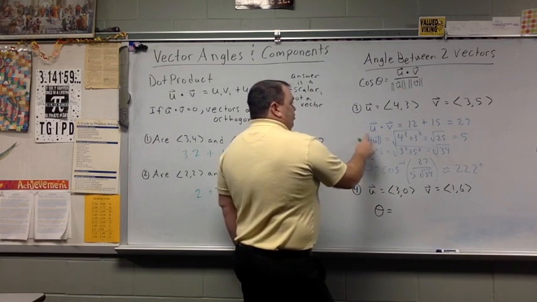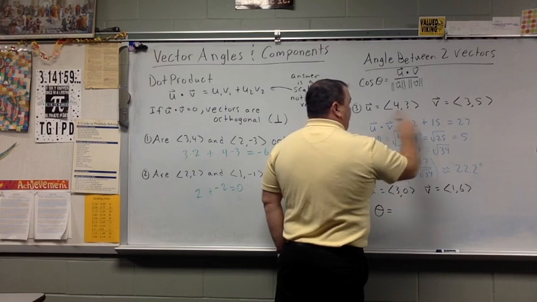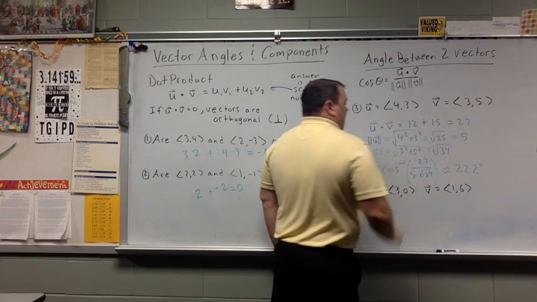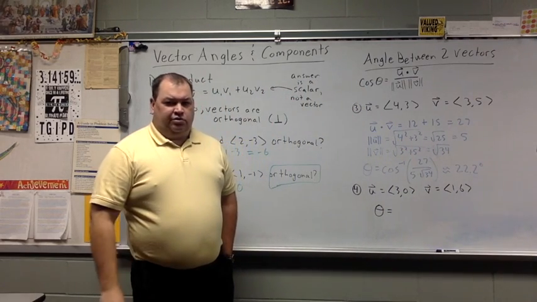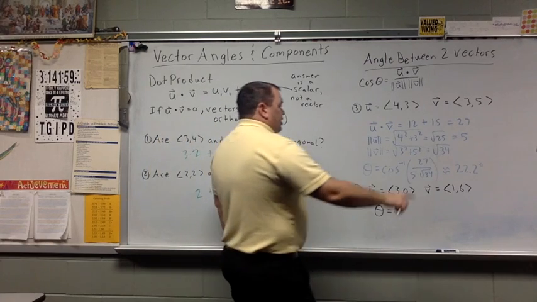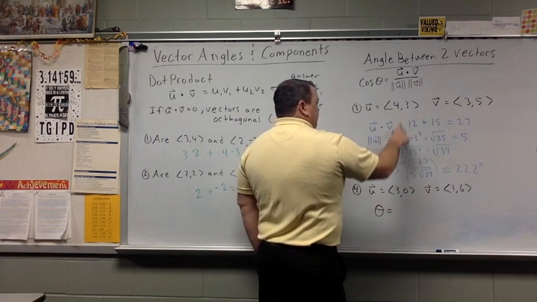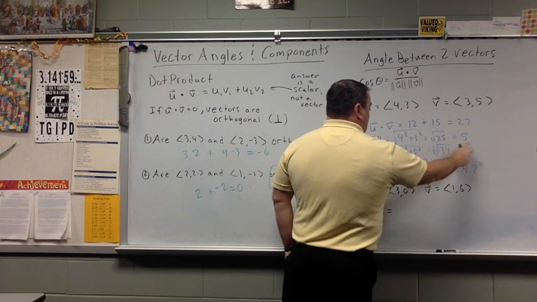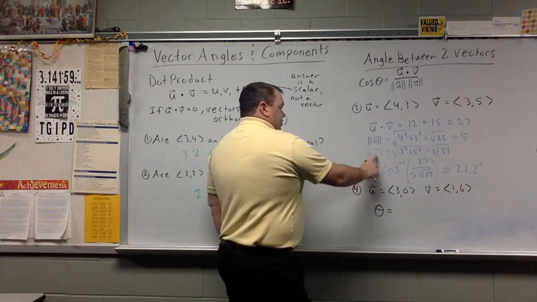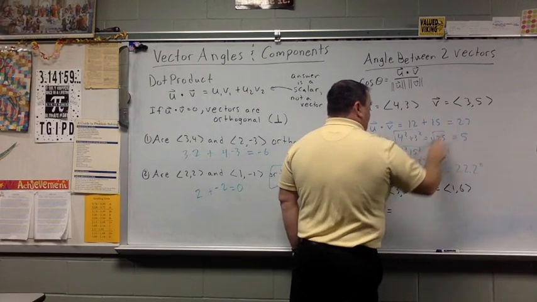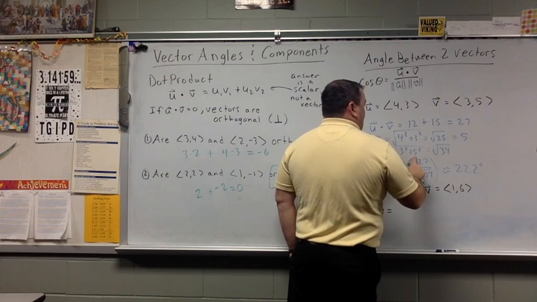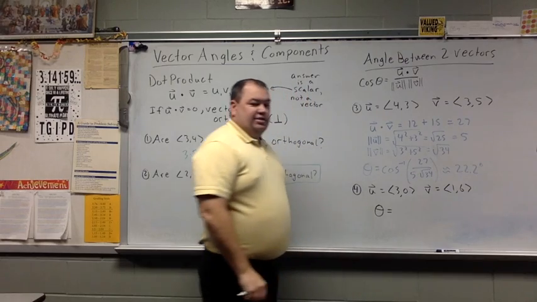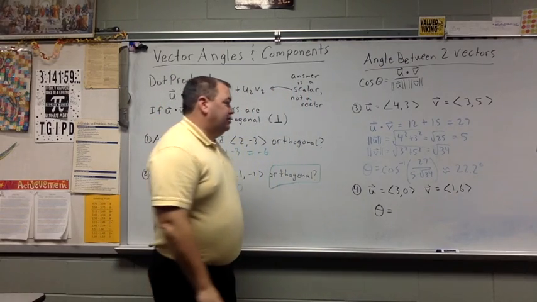So I did an example where I dotted out the vectors. 4 times 3 is 12. 3 times 5 is 15. Dotted, I get 27. So they're not orthogonal. They're not going to be 90 degrees. The magnitude of u, I squared the 4, I squared the 3, I added them up, and I square rooted, and I get 5. The magnitude of v, square the 3, square the 5, add them up, I got 34, square root that, not as easy as the 25, so I leave it as is.